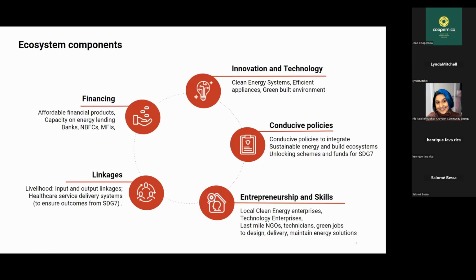And broadly, we have these components of the ecosystem that we're working very closely with partners on to bring together. So I already spoke a little bit about the innovation in infrastructure and technology, which is the 3 components of the clean energy system, the efficient appliance, and the built environment. But how do you plug it in with appropriate financing that is relevant for a small and marginal farmer, or for a women's self-help group, or an individual micro entrepreneur?